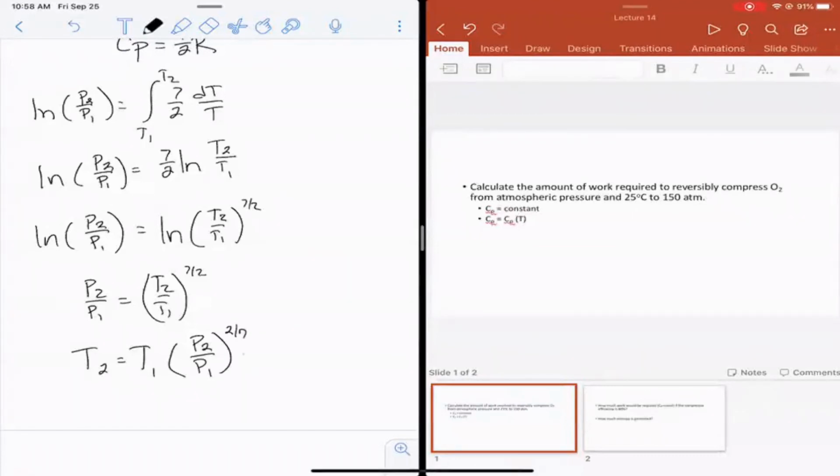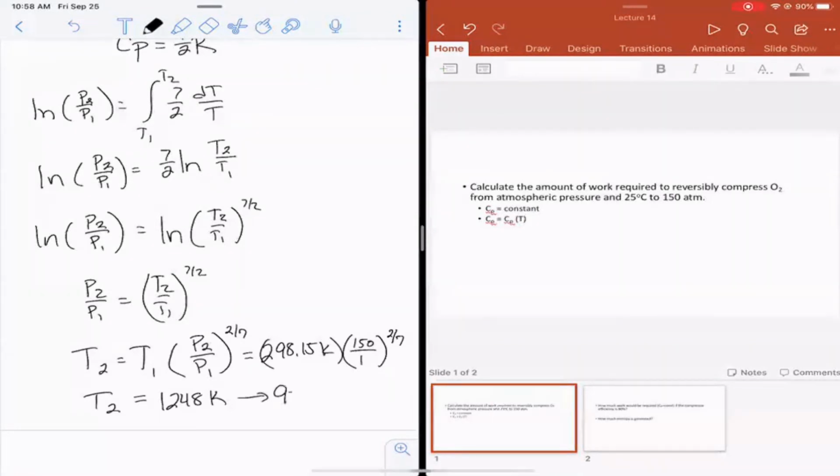And in this problem, we know that T1 is 25 degrees C, so that's 298.15 Kelvin. We know that the final pressure is 150 atmospheres, and the initial pressure was 1 atmosphere, all to the 2/7, right? So that gives us a final temperature of 1248 Kelvin, or if you prefer, 975 degrees C, okay?